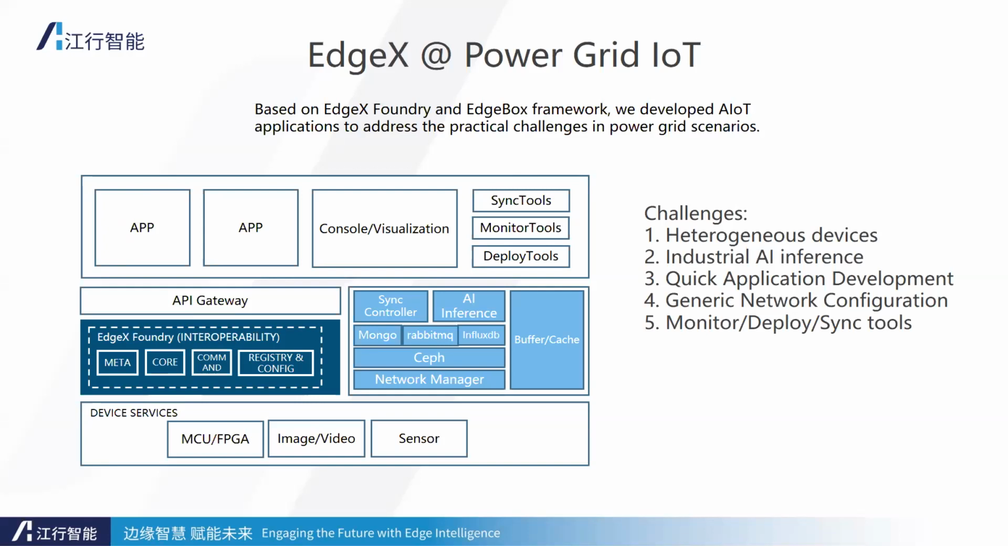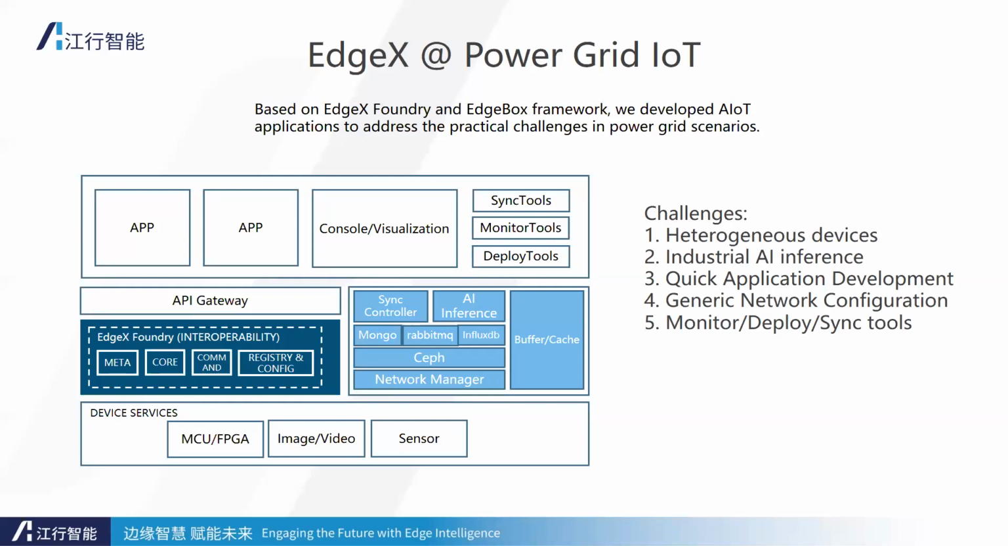The second challenge is industrial AI inference. So here we write our own buffer and caching model to save the high traffic big data, especially for the video streaming and the camera. Using this buffer, we can use our AI inference model to run the deep learning model or some data mining model.